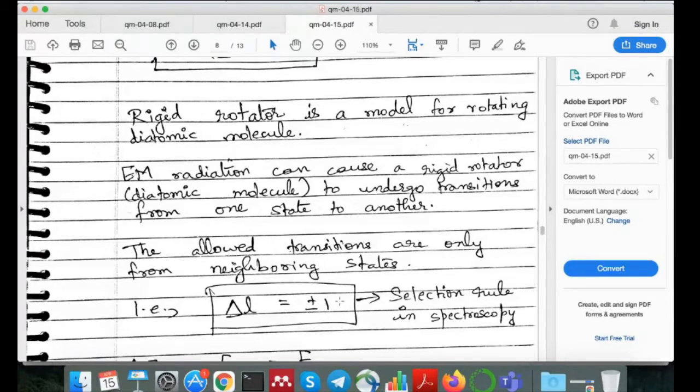That constraint is known as the selection rule in spectroscopy. Essentially it means that delta L, the change in L, should only be either plus or minus 1. So you can only go one up or one down. You cannot go from 0 to 2. You can only go from 0 to 1. Sorry, there is no -1 in the case of L, but you can go from 2 to 1 or 1 to 2, but you cannot go from 1 to 3, for example, or 0 to 2. That is not possible.